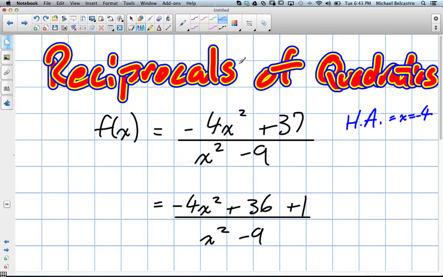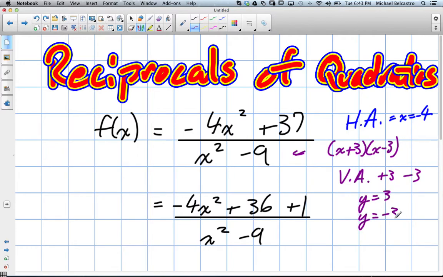Okay. Vertical asymptotes, we need the denominator to not be equal to 0. Well, this is a difference of squares, which means it factors into x plus 3 and x minus 3. If you set those both equal to 0, you get two vertical asymptotes, one at positive 3 and one at negative 3. That makes sense. If we were to graph that line, it would just be up and down.